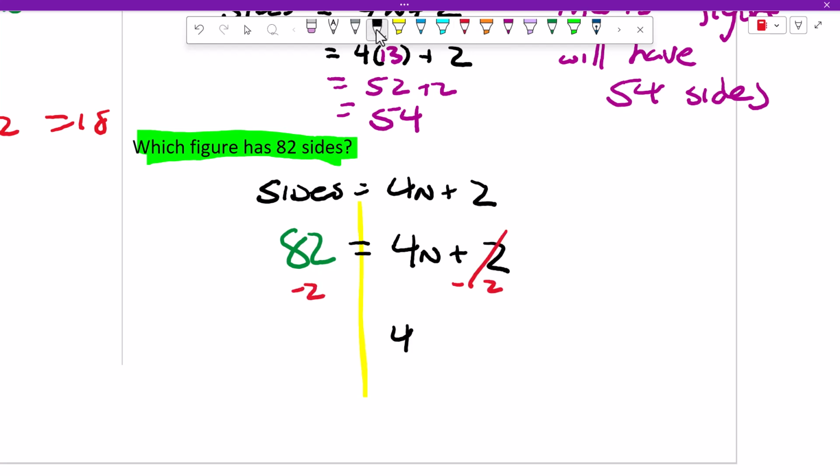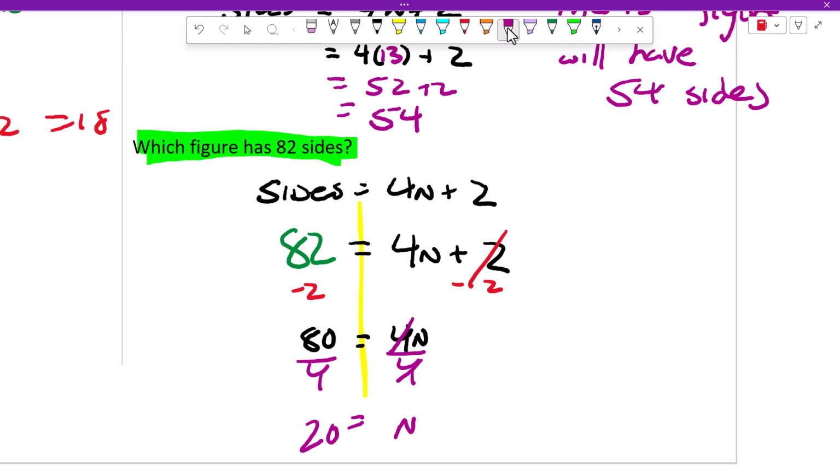You have a 4n. You have an 80 on this side. You want to get rid of the 4 now. How do you get rid of the 4? Divide. Opposite calculations. We divide by 4. The 4's go away. 80 divided by 4? 20.